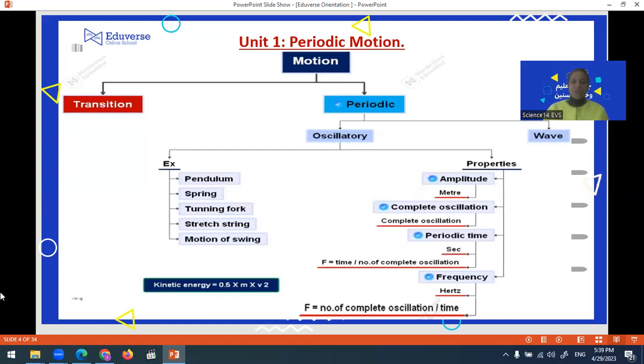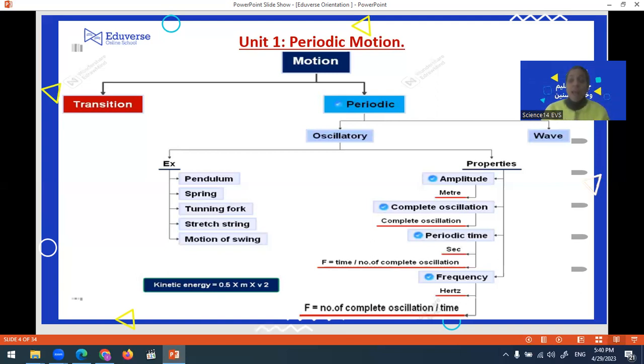So examples of the oscillatory motion, for example, the pendulum, the spring up and down, also passing through what? Passing through the rest point, and it's a repeated motion in equal interval of time. Tuning fork, also stretching string, motion of a swing. And we now already know what's the meaning of oscillatory motion and some examples of it. Let's talk about some properties we should know.